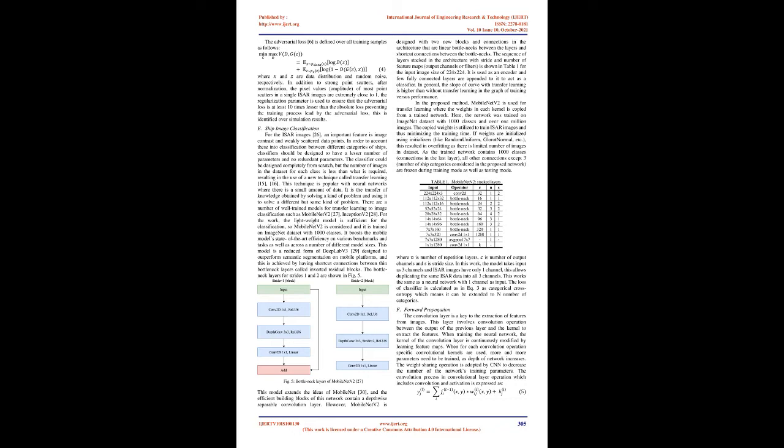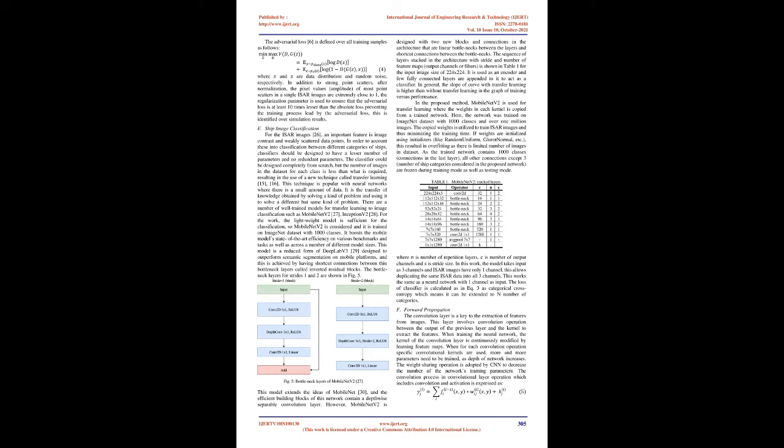In order to account for these in classification between different categories of ships, classifiers should be designed to have a lesser number of parameters and no redundant parameters. The classifier could be designed completely from scratch, but the number of images in the dataset for each class is less than what is required, resulting in the use of a new technique called transfer learning [15, 16]. This technique is popular with neural networks where there is a small amount of data.